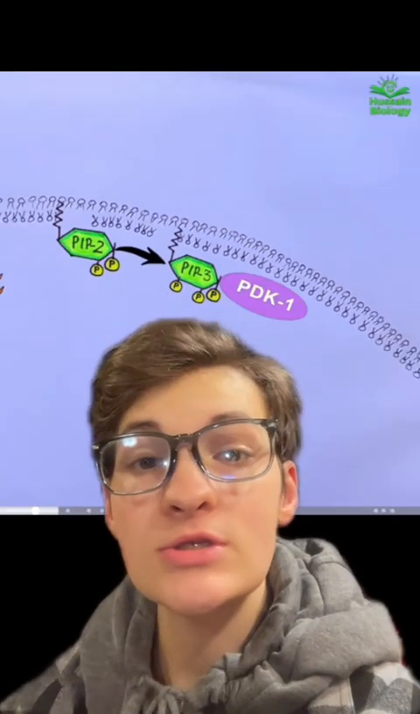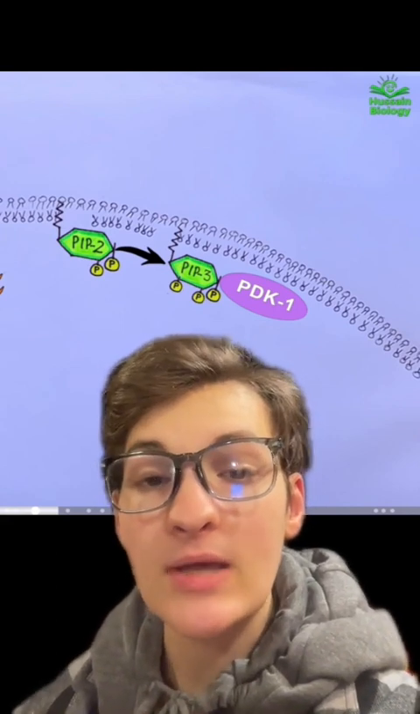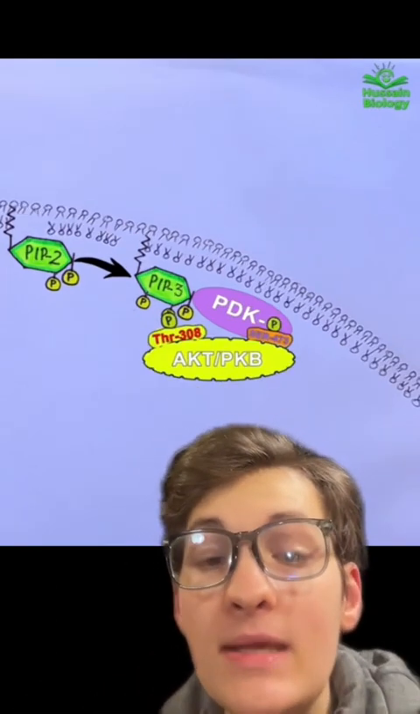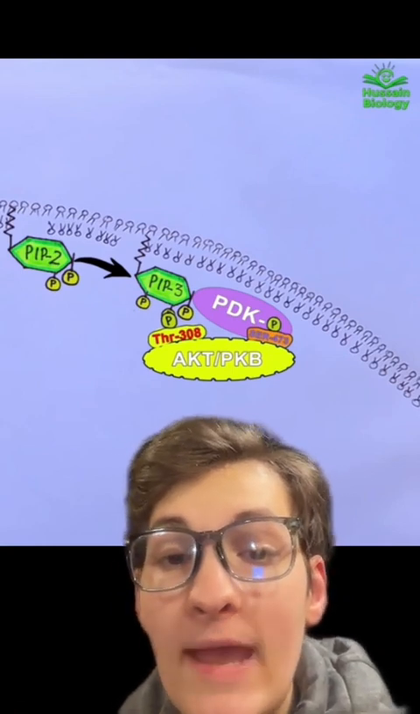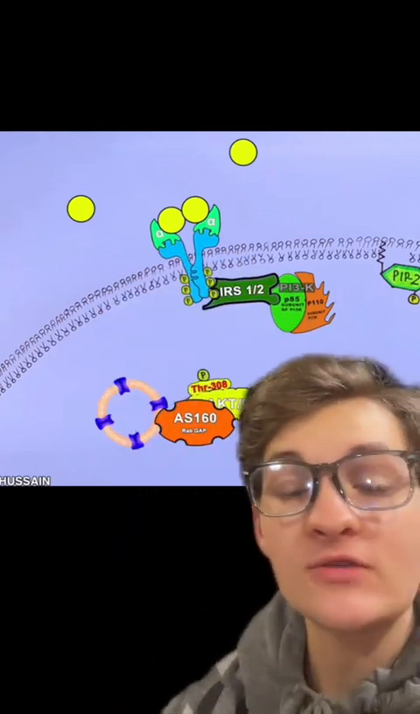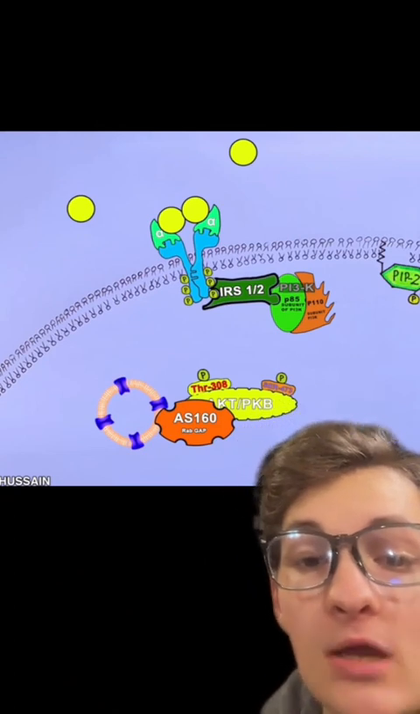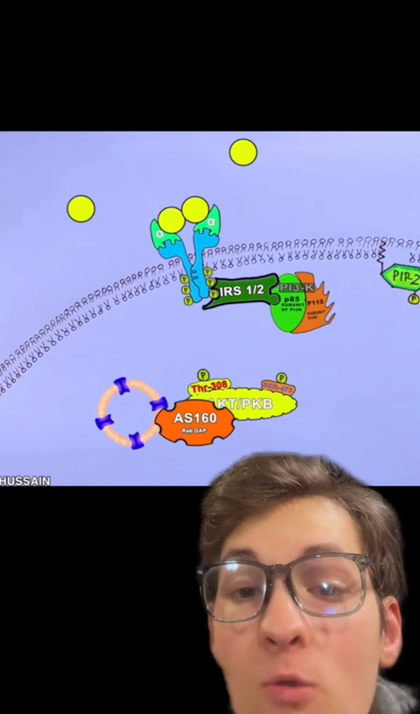Once this occurs, another molecule called PDK1 can bind to PIP3. And PDK1 can then activate a small protein inside of our cell called AKT. Stick with me here because we're almost done. AKT can go around and add phosphates to a bunch of other proteins inside of our cells. Specifically, it will add a phosphate to a protein called AS160.